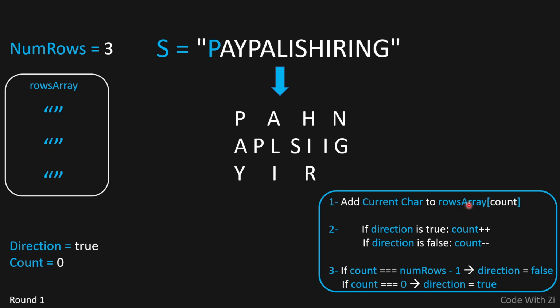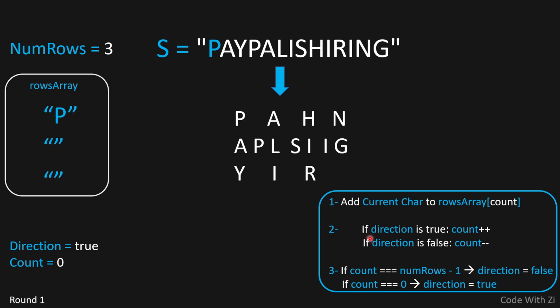Which index of our array? The count index. What's the value of count? Well, count is 0. So you have to add P to here because this is our array, and currently count is 0, so we're gonna add P to the first index of our array, and the first index of our array is this string. So let's do that. Alright, step 1 is done.